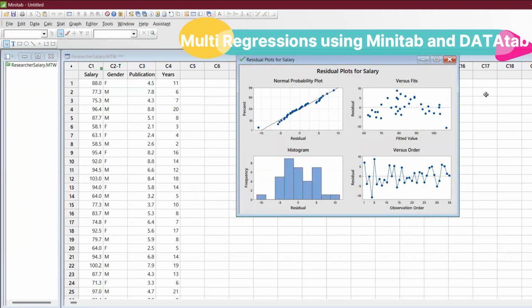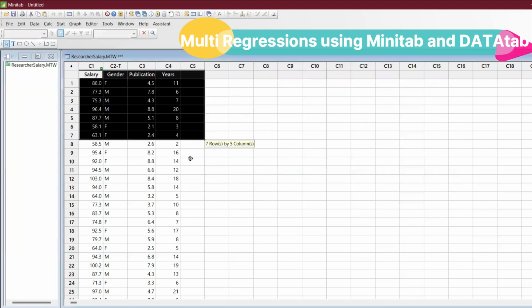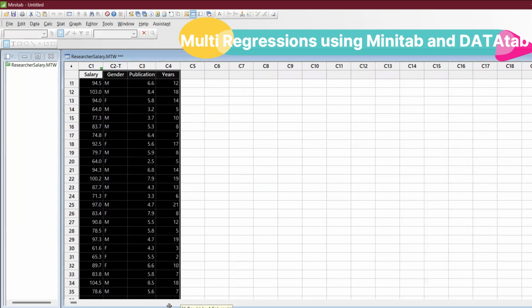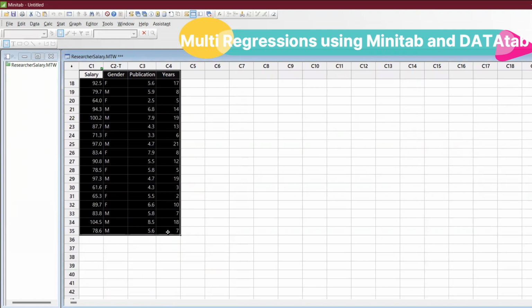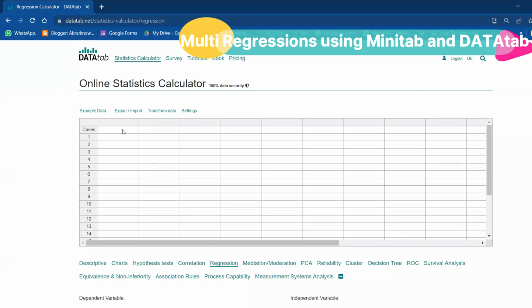So what we did, we had values and we wanted to find out whether salary depends on years, publication, and gender, all these three predictors. We did it together. That's called multi-regression. The same thing, I will copy and do it in DATAtab as well. Let's see DATAtab also giving the same values. Go to the browser and then paste these values.